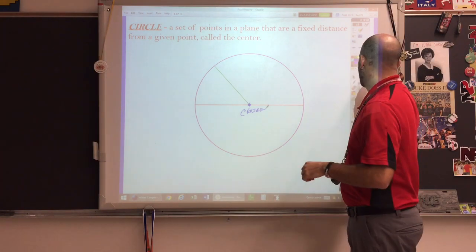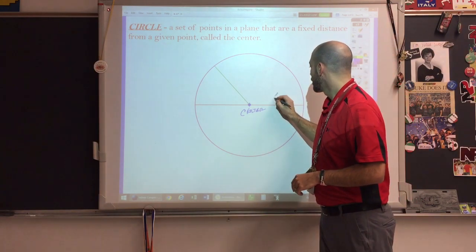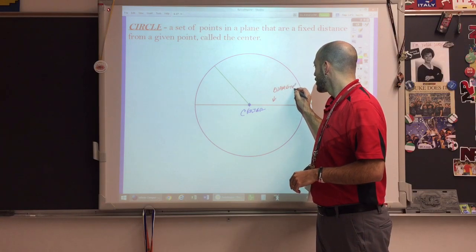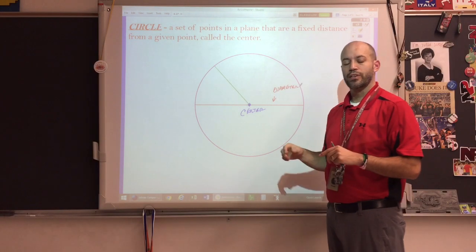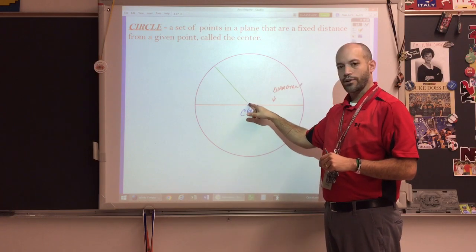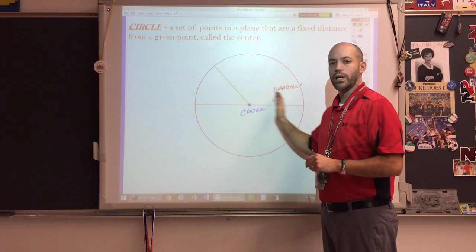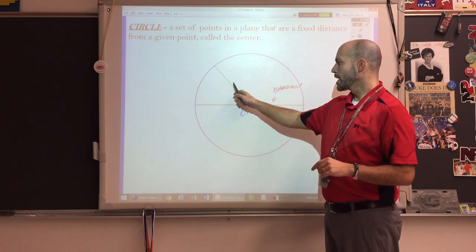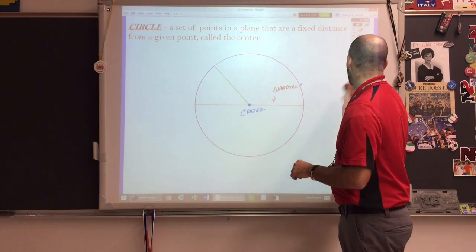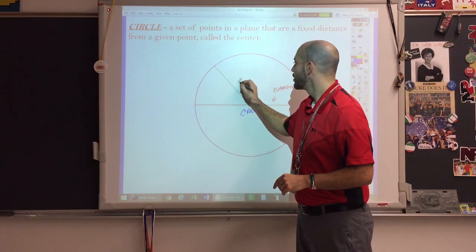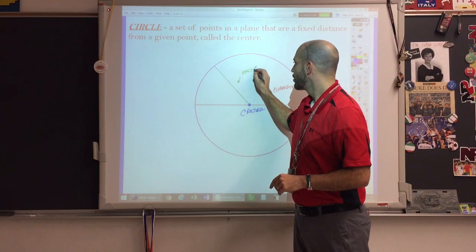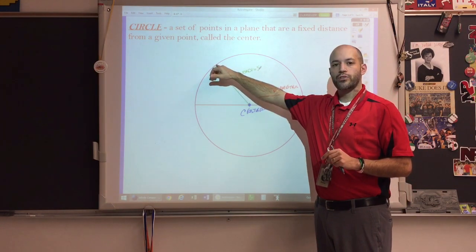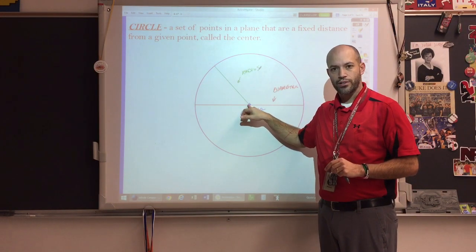The red line is what we call the diameter. Now, diameter is the line that goes through the center and goes from one point to another point on the circle. This green line is what we call a radius. The radius goes from a point on the circle to the center of the circle.